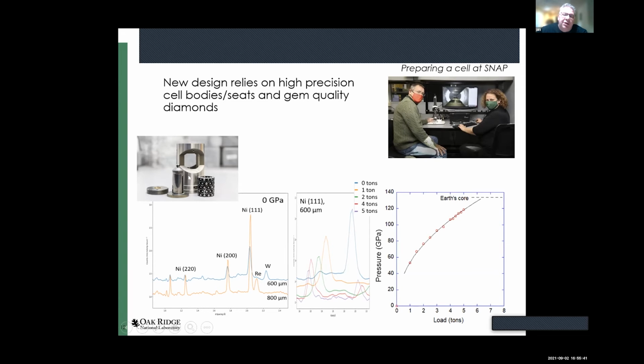We're starting to go back to flat seats, however, as we modernize the instrument a little bit with better focusing. We're finding that we can go to smaller samples, so we go back to flat seats. But in this experiment, we're looking at nickel, and we've gone to almost 120 GPa with this experiment.